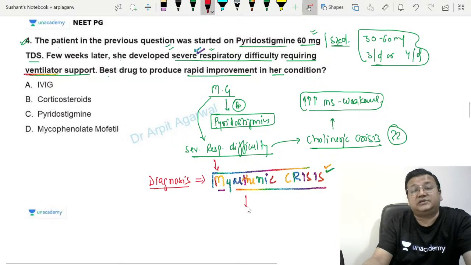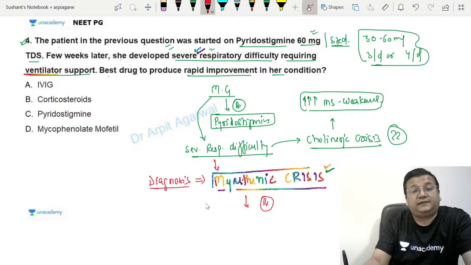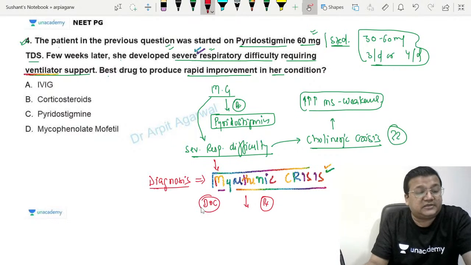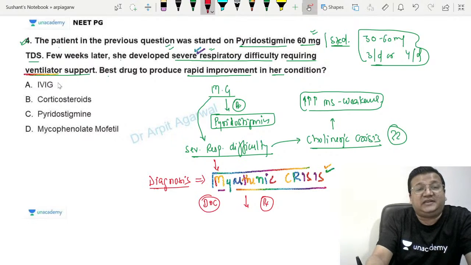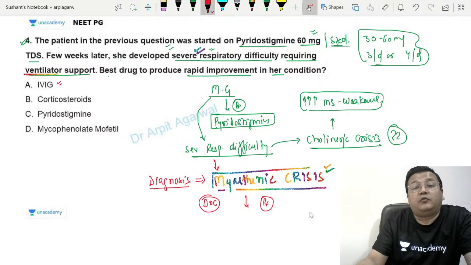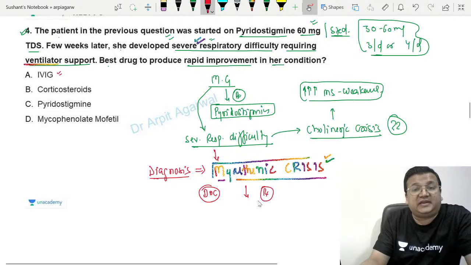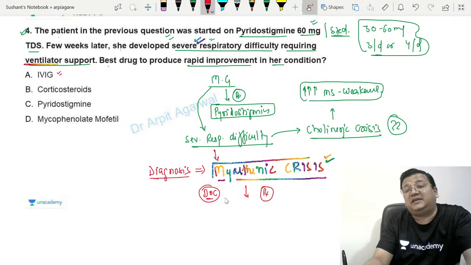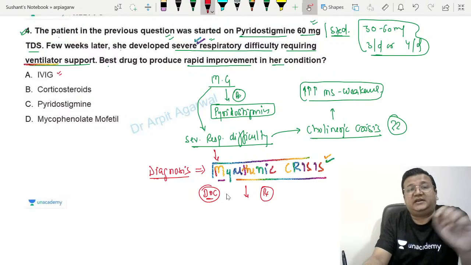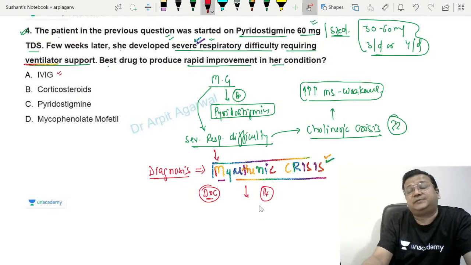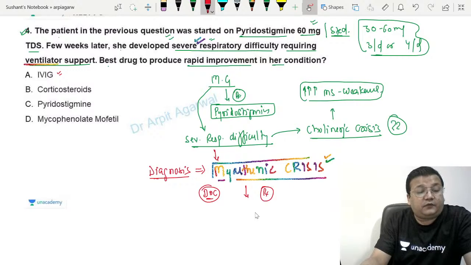Now we come to the treatment. We have done the diagnosis. Drug of choice for myasthenic crisis. What is your answer? Simran says E. Anybody? Maitri. This patient has developed myasthenic crisis. What is the best drug to treat it? The drug of choice for myasthenia gravis is pyridostigmine, but if severe respiratory difficulty develops, what will you give? SNSN says A, IVIG. Maitri also says A. Anybody else who says differently? So the answer is IVIG. IVIG, very good.